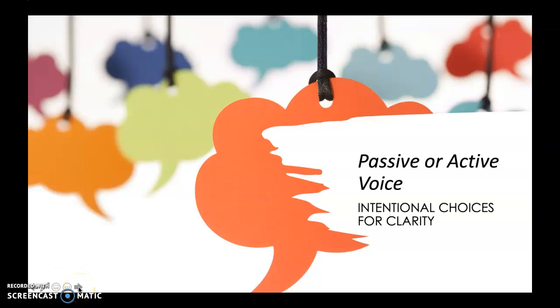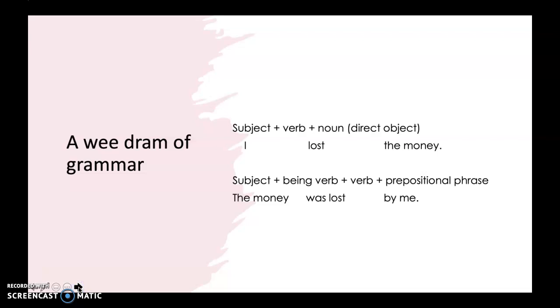Today we're talking about passive and active voice and how we can make intentional choices for clarity in our sentences by understanding the difference between the two. First, we have to start with a wee dram of grammar.